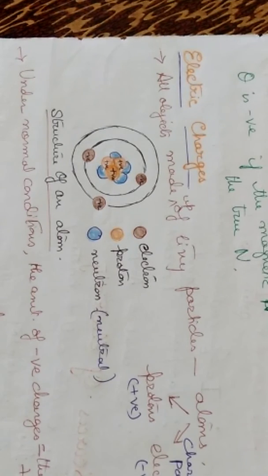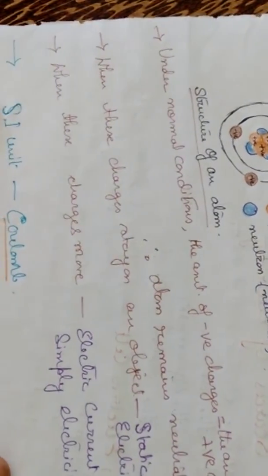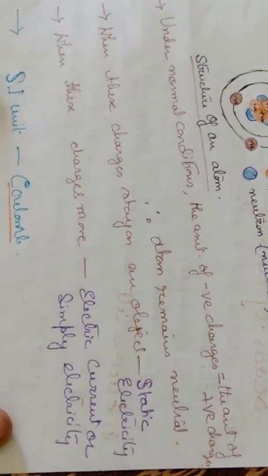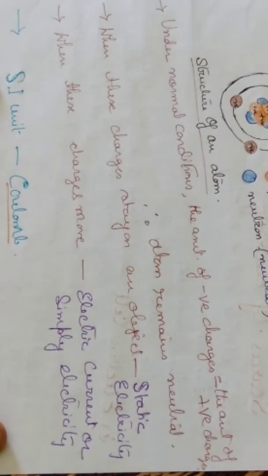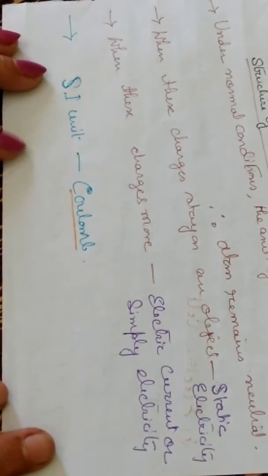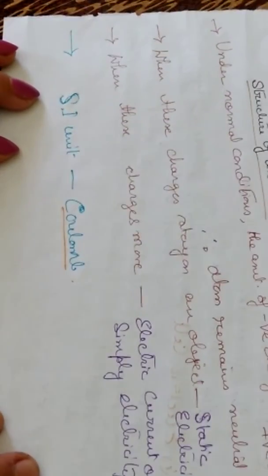When charge stays on an object, it is static electricity. When these charges are moving, we call it electricity or electric current. The SI unit of charge is the coulomb.